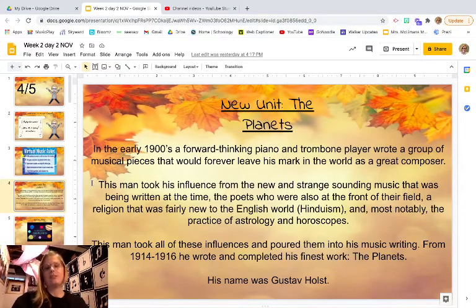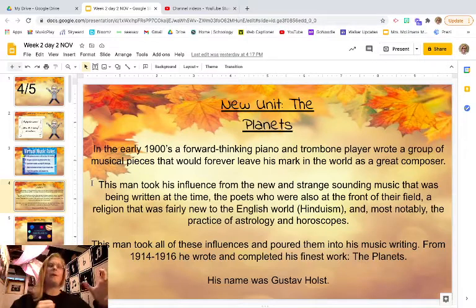This man took his influence from the new and strange-sounding music that was being written, also the poets who were at the front of their field, so this new poetry was coming, and then a new religion to the English world called Hinduism, and most notably, the practice of astrology and horoscopes was just being made popular at the time for everybody to know about. So this guy took all of those influences and poured them into his music writing.